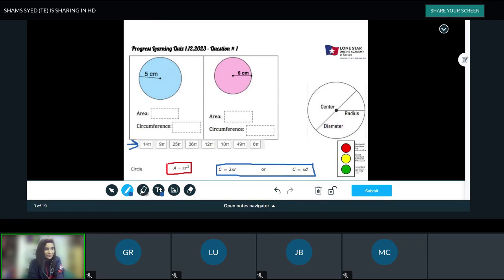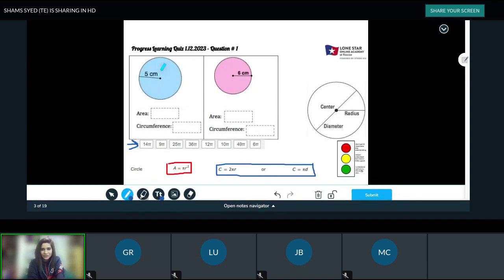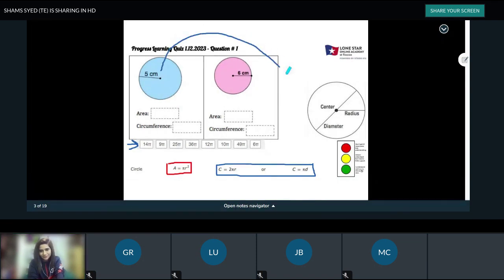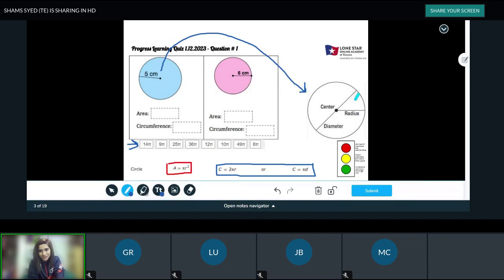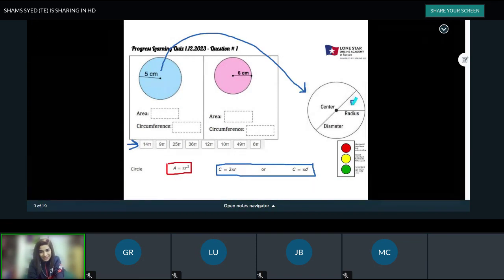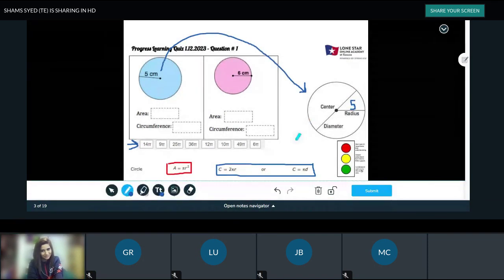Ava got me the area. Ava, very good. Excellent. Okay, I will help you out. Look at the blue circle. Then refer to the circle over here. Okay, 5 centimeters is the radius.